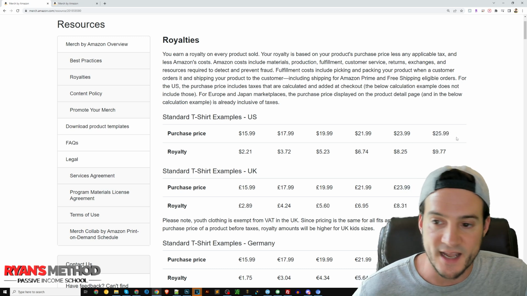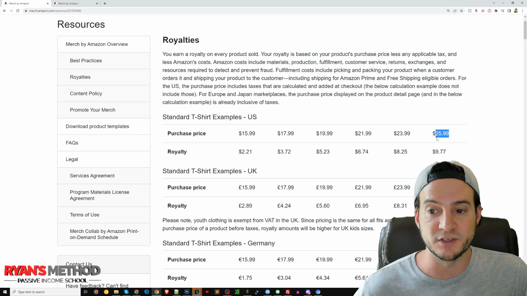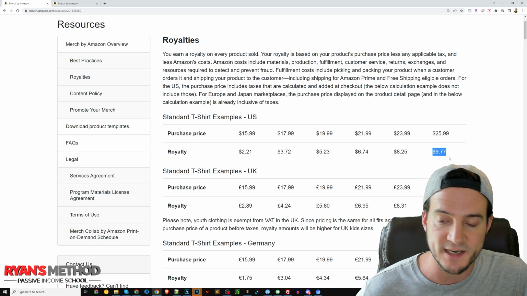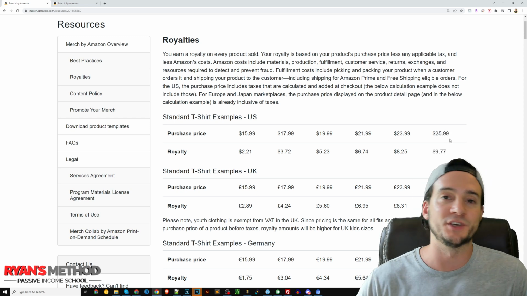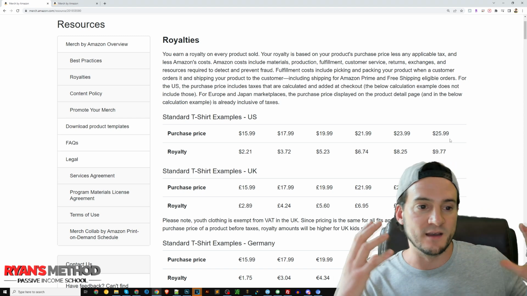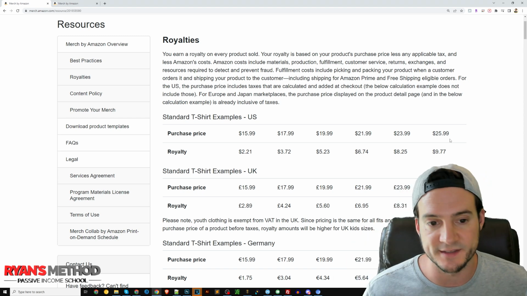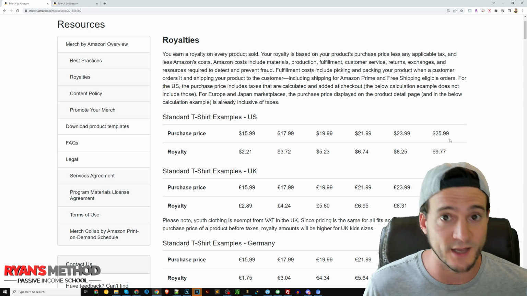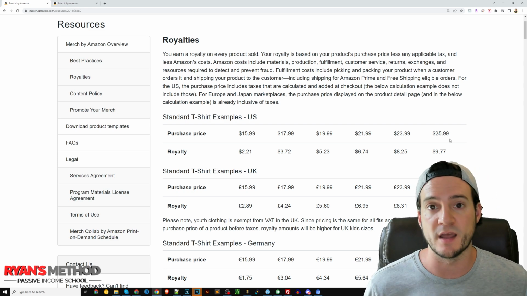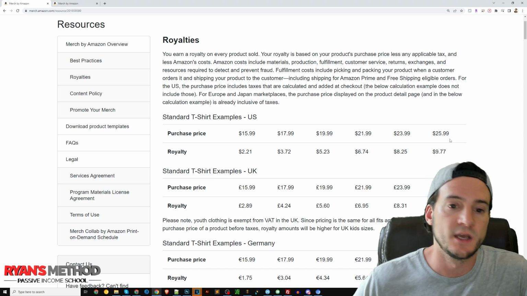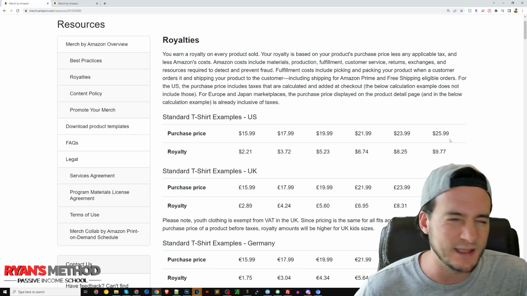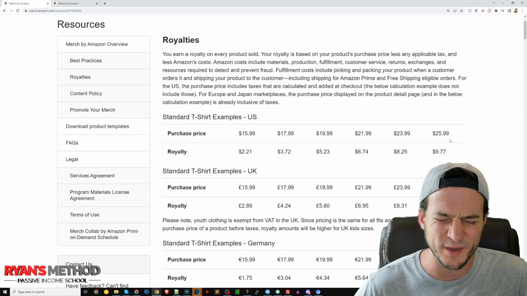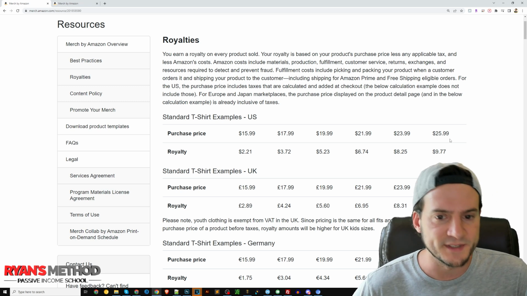And last, they say at $25.99, if you want to charge that much for a standard t-shirt, you make almost $10 per sale. And worth mentioning, for anybody that cares, I've been selling on Merch by Amazon since early 2017. I've seen them reduce the royalties that we make twice. So it used to be when I first started, if we sold at $19.99, we made like $7 and I think 20-something cents per sale.